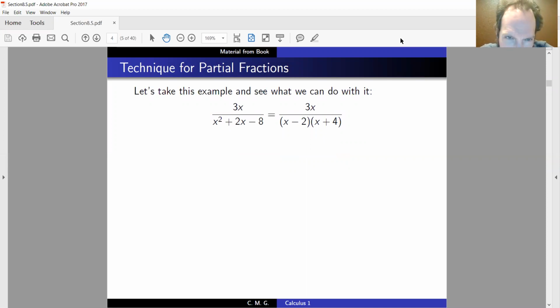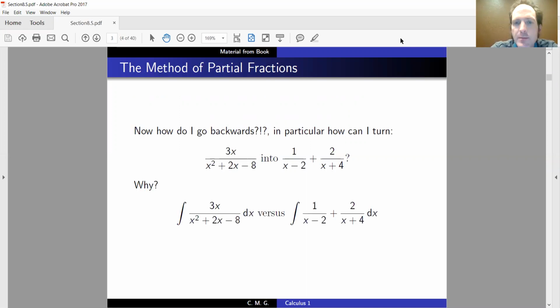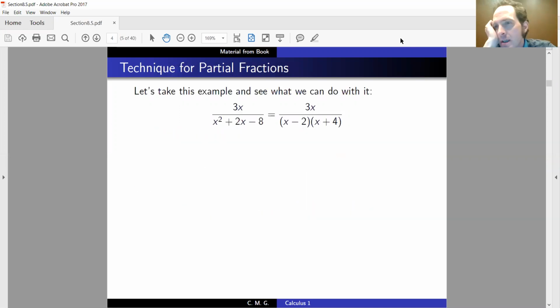So I'm looking at my 3x over x squared plus 2x minus 8. And I know what I should get in the end. What I should get in the end is 1 over x minus 2 and 2 over x plus 4. So how am I going to get that from what we have here?